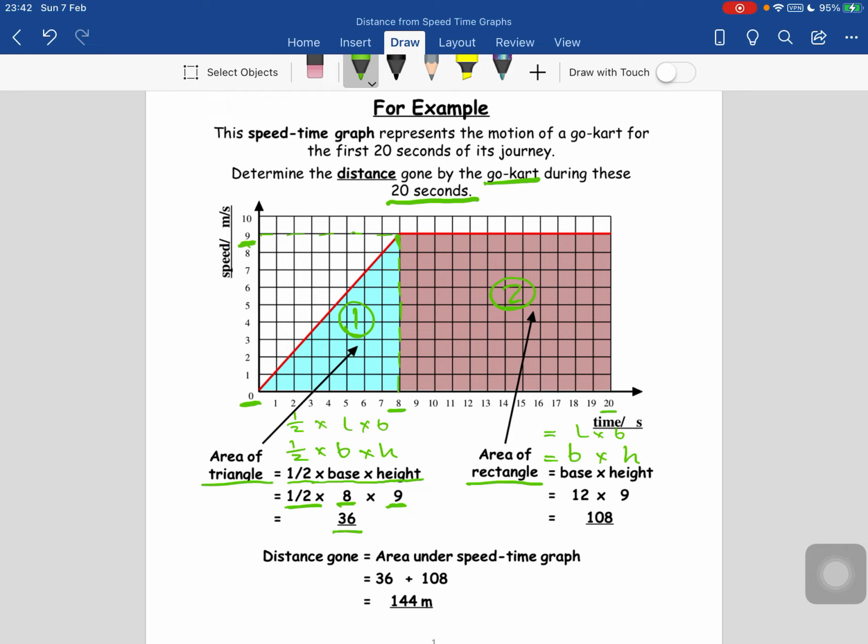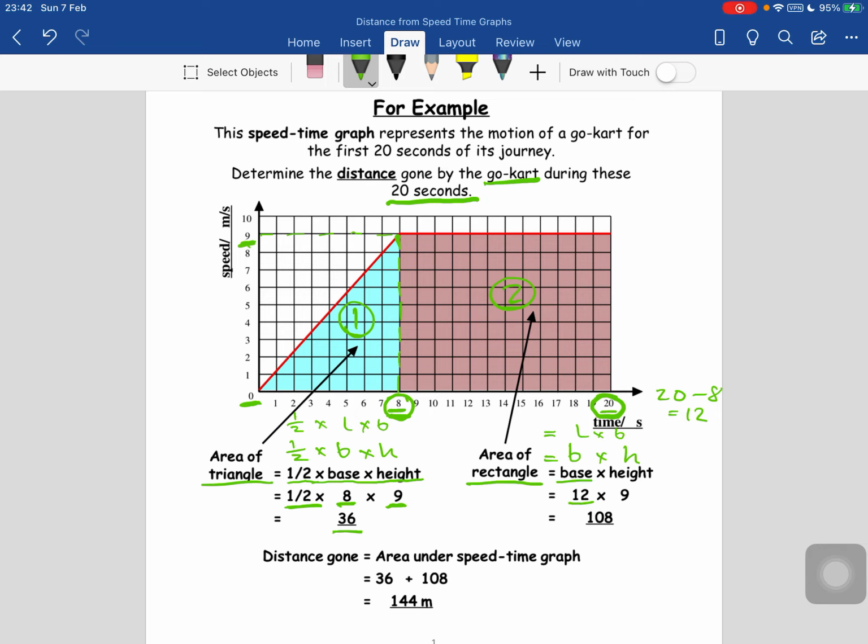So first of all, we're looking for the base of the rectangle. Now you can see the rectangle starts here at 8 seconds and finishes over here at 20 seconds. Now the rectangle doesn't go from 0 to 20. What we need instead is the difference between 20 and 8. So 20 minus 8 gives us 12. So the base of the rectangle is 12.